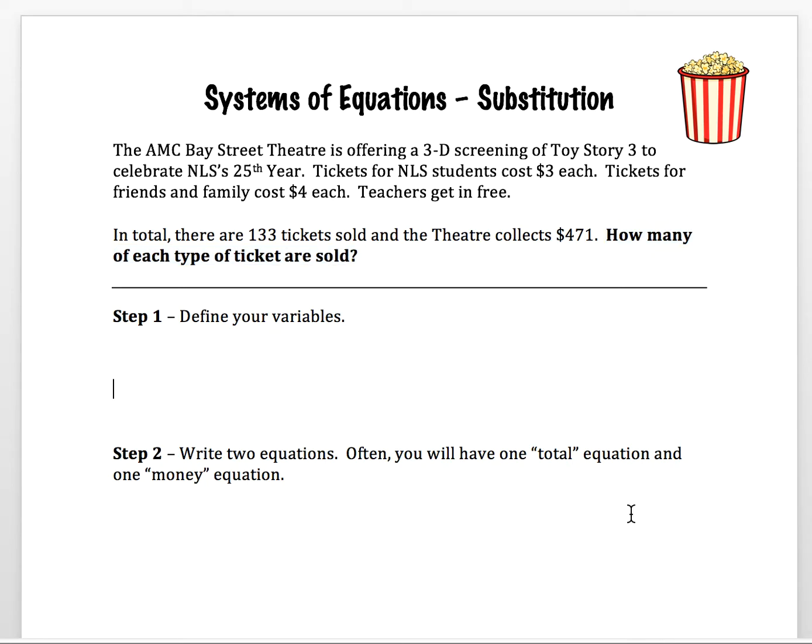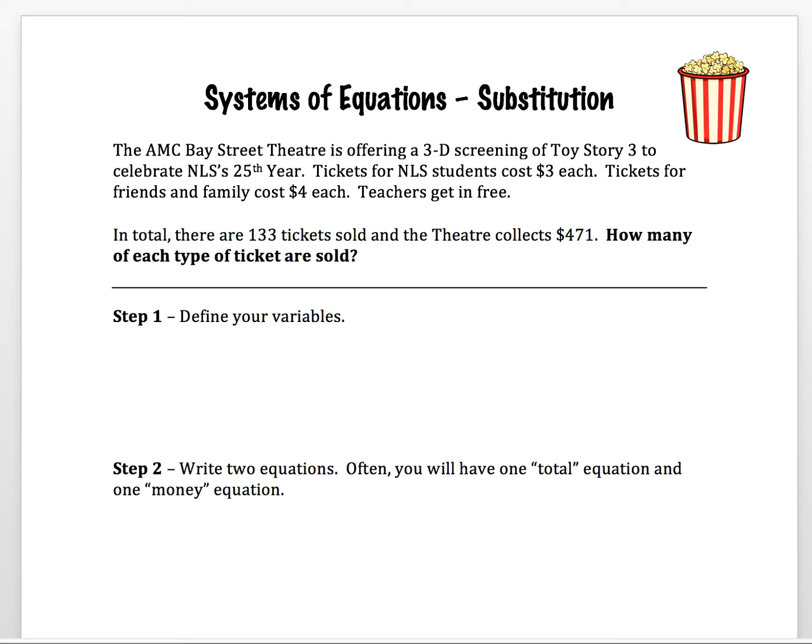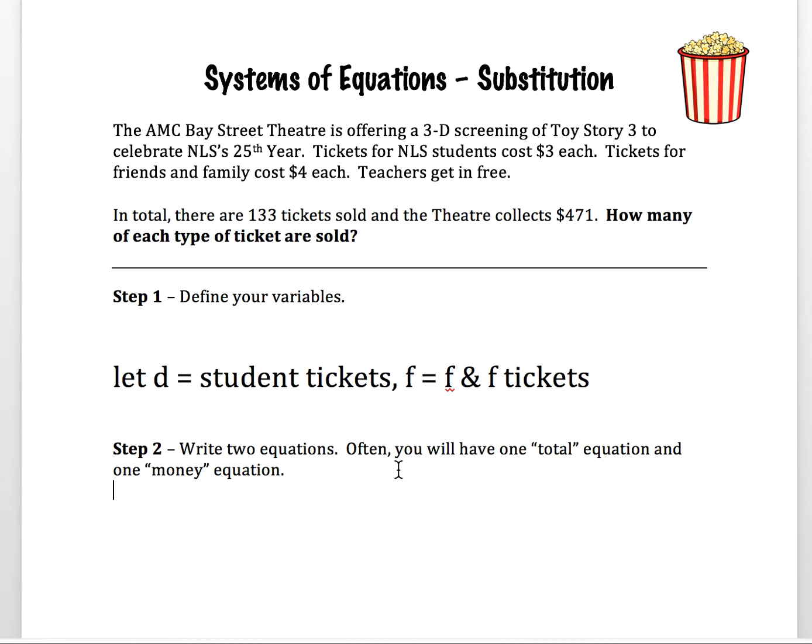So the first step in any systems of equations problem is to define your variables. Often the question is going to tell you what your variable should be. How many of each type of ticket are sold? So what are the types of tickets being sold? There's student tickets. We'll call those D. And there's friends and family tickets, F. So we're going to have two equations that use these variables, D and F.